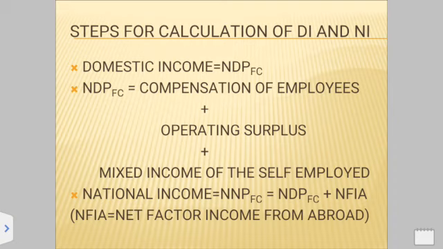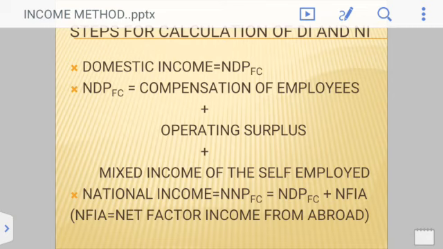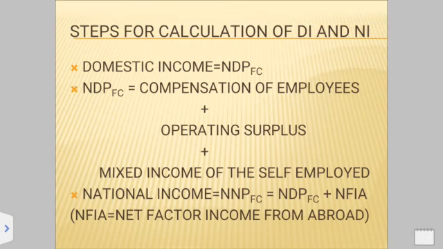Now coming to the second component: if operating surplus is directly given, you put that value. If it is not given directly, then you look for its sub-components, that is rent, royalty, interest, and profit. Adding all these, you get operating surplus, and then you put the value. Finally, usually the mixed income of the self-employed is directly given. By adding all these three components, you get net domestic product at factor cost. And if you are to calculate national income, then you again add net factor income from abroad to NDP at factor cost.